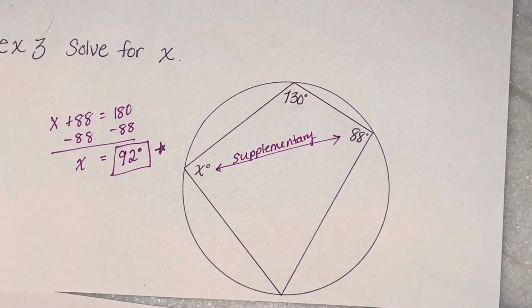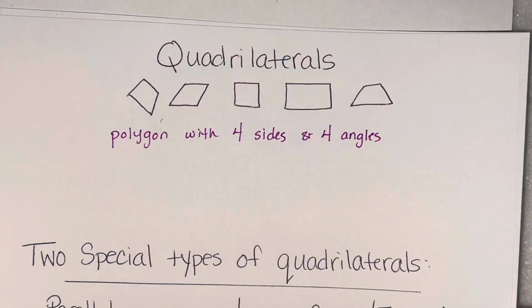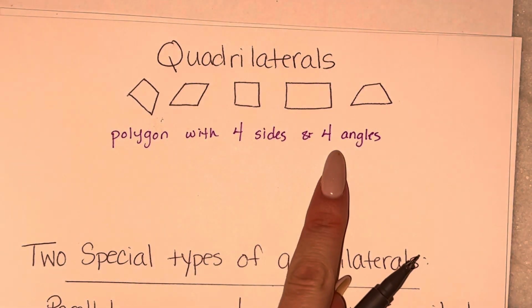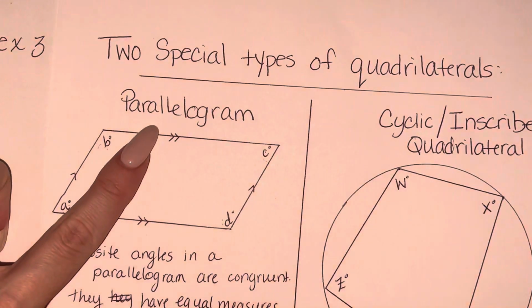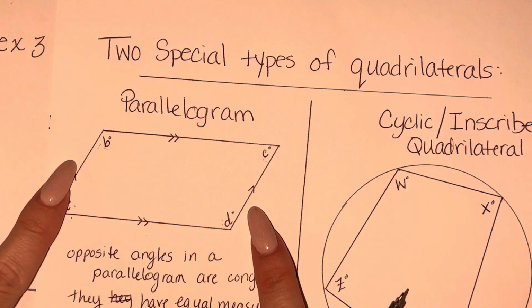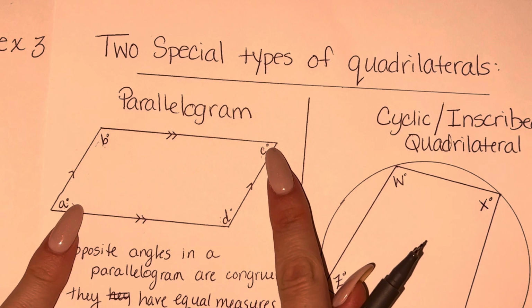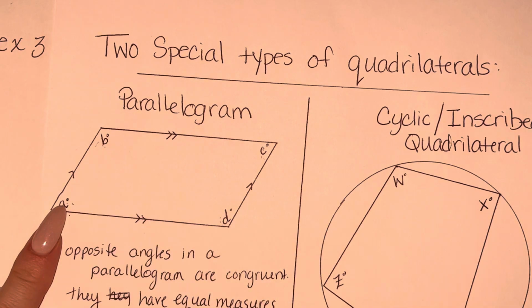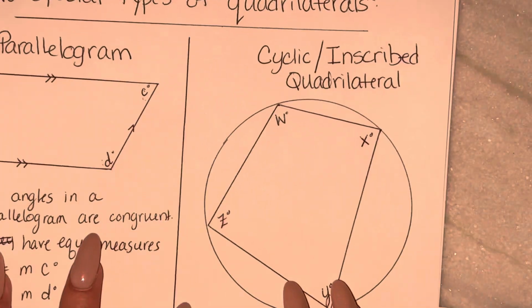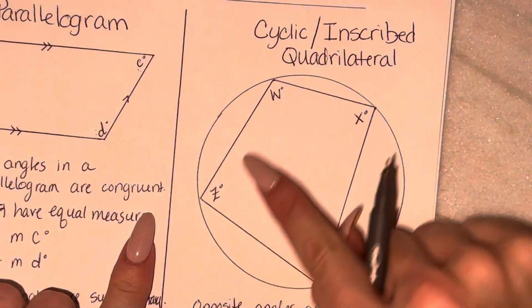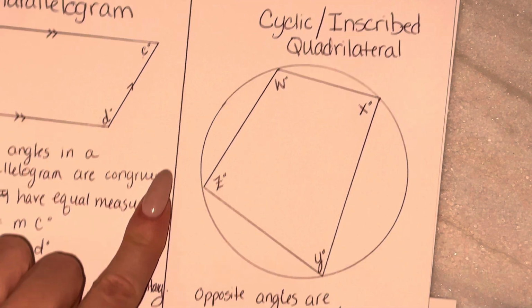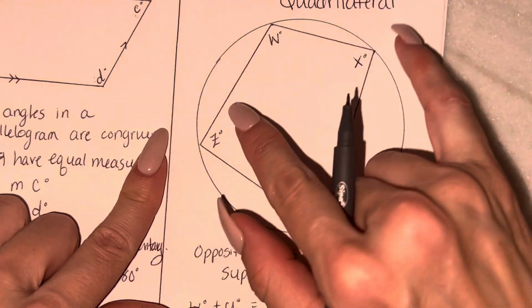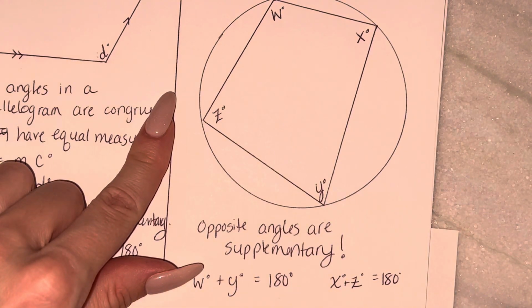All right, so thanks for being here. Just to recap, we learned about quadrilaterals. Those are polygons with 4 sides and 4 angles. Specifically, we learned about 2 different types. The parallelogram, which has 2 pairs of parallel sides, which has opposite congruent angles and consecutive supplementary angles. And then we learned about cyclic quadrilaterals, which don't have a relationship for the consecutive angles. There's no rule for those, but there is a rule that if they're opposite from each other, they're going to end up being supplementary.